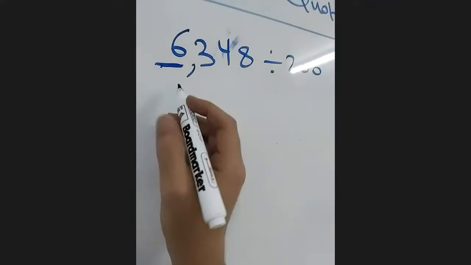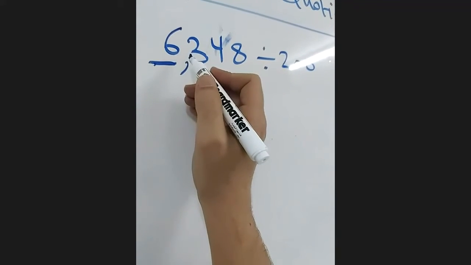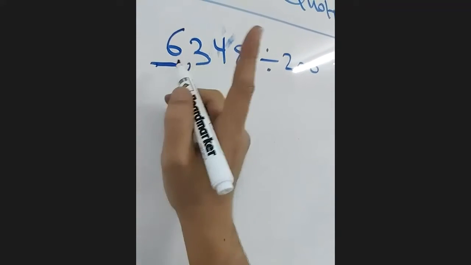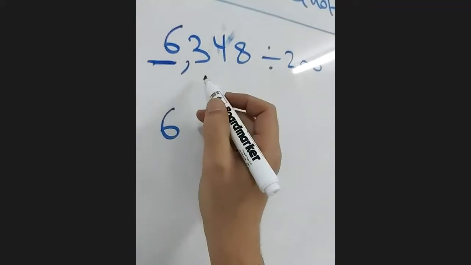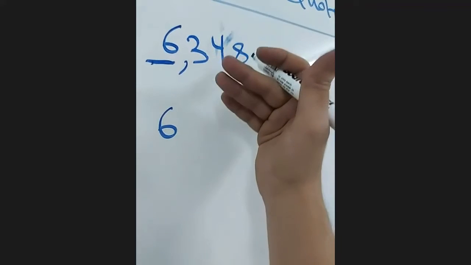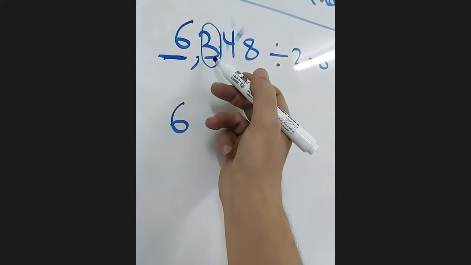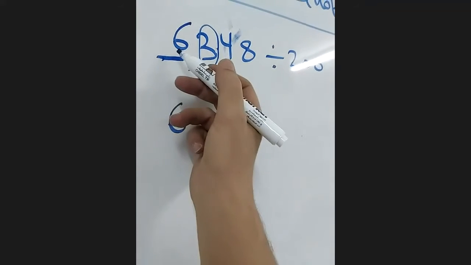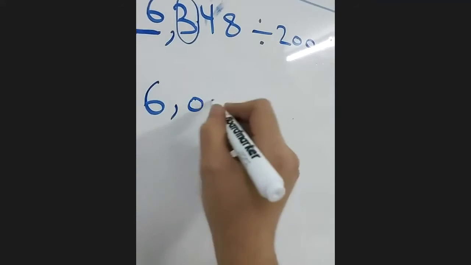How do we round the 6, guys? We take a look at the next number, which is a 3. If the next number is 0, 1, 2, 3, or 4, we don't add 1 to the 6. So the 6 is still 6. If the next number is 5, 6, 7, 8, 9, we add 1. But here the next number is a 3, so we don't add 1. So the 6 is still 6, and all the other digits will be zeros, right?